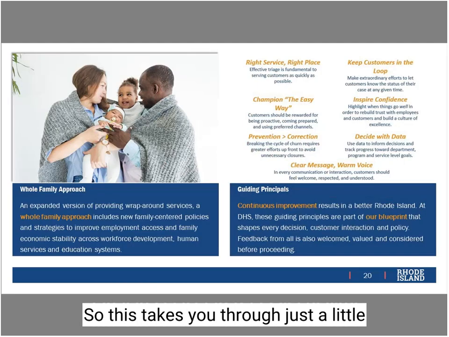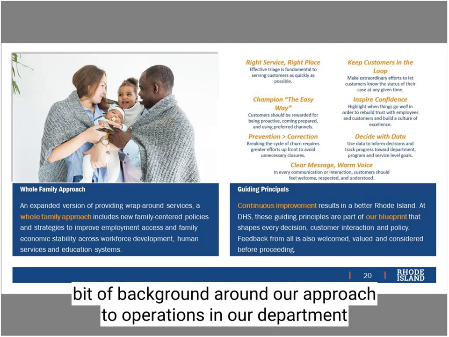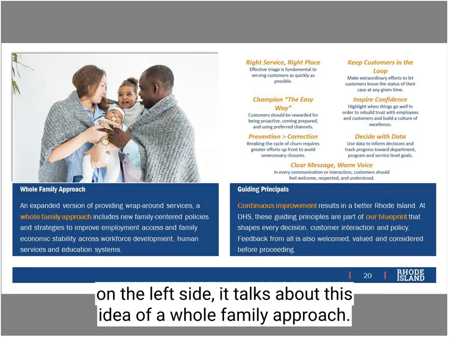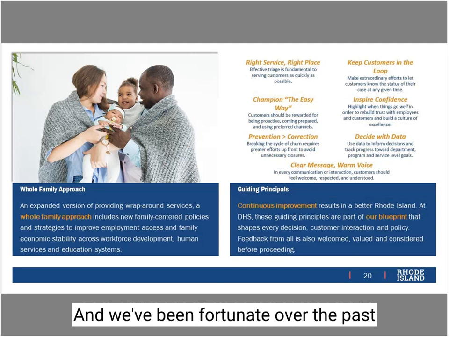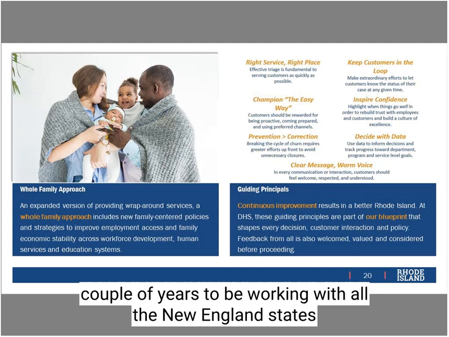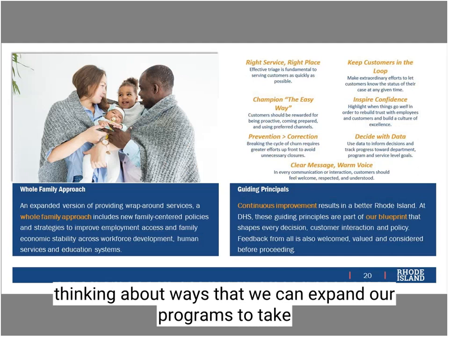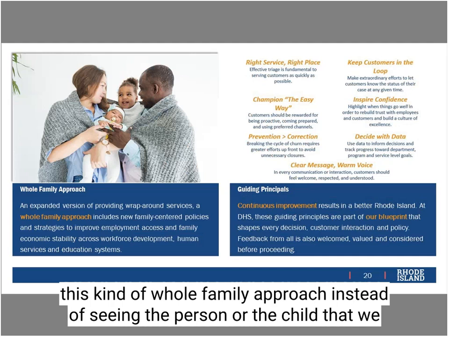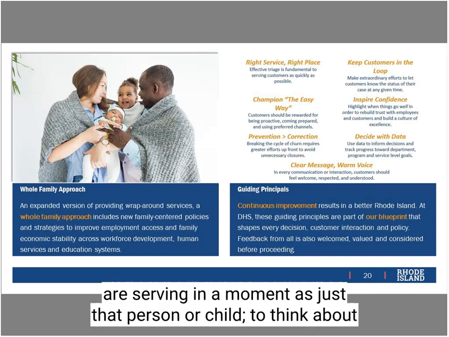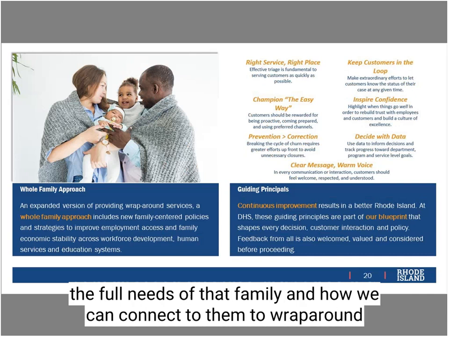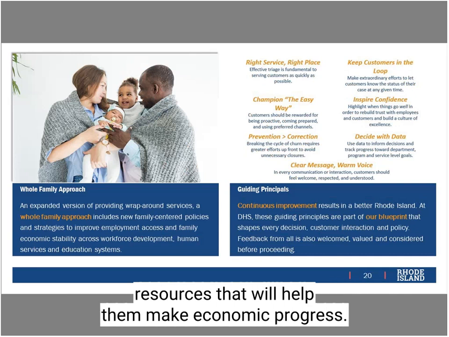So this takes you through just a little bit of background around our approach to operations in our department. On the left side, it talks about this idea of a whole family approach. We've been fortunate over the past couple of years to be working with all the New England states and the Administration for Children and Families on thinking about ways that we can expand our programs to take this kind of whole family approach. Instead of seeing the person or the child that we are serving in a moment as just that person or child, to think about the full needs of that family and how we can connect to them to wrap around resources that will help them make economic progress.